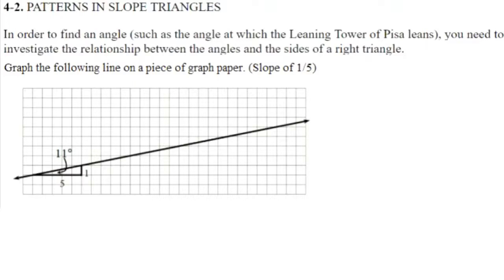I'll be available. So I'm going to leave you with the second problem here, which is one of your first resource pages. If you have access to a printer and you can print your resource packet, go right ahead and do that, and you can work through these. Otherwise, you can just graph the following line on a piece of graph paper. You see it has a slope of 1/5. So for every 1 it goes up, it goes over 5. And it mentions here that it has an 11-degree angle.